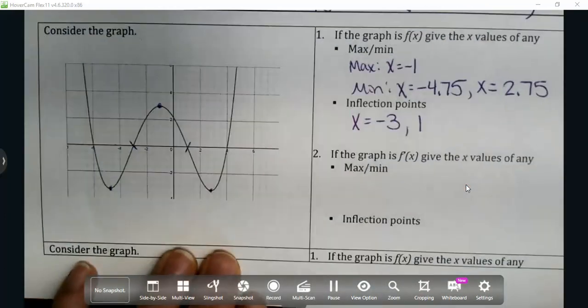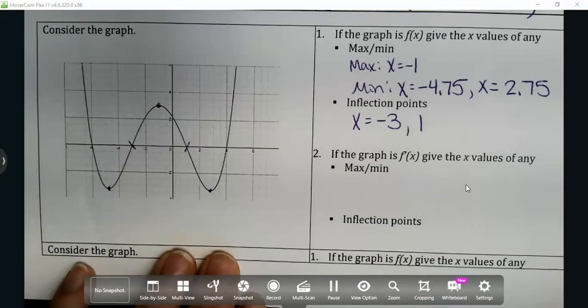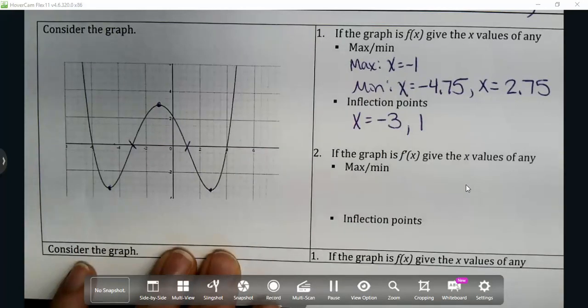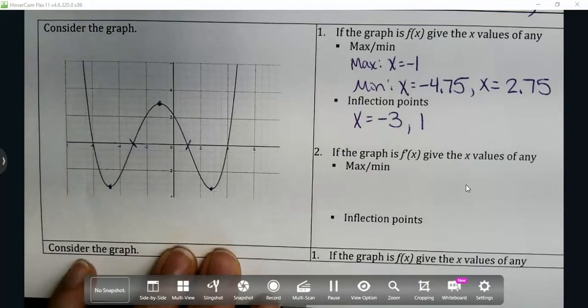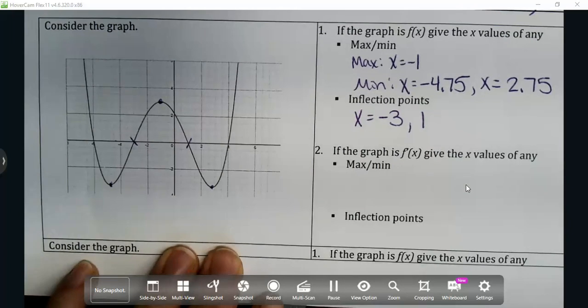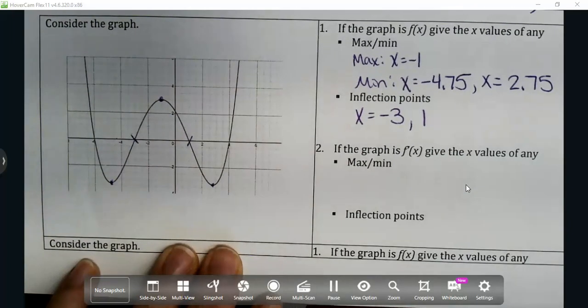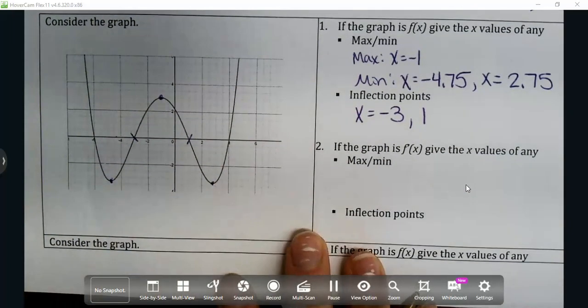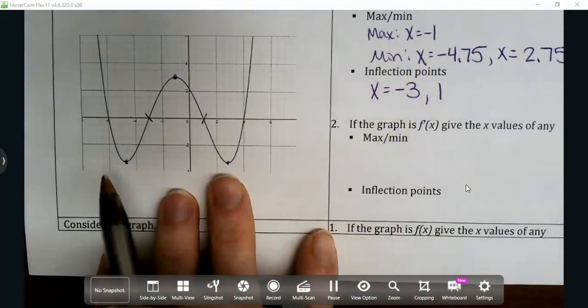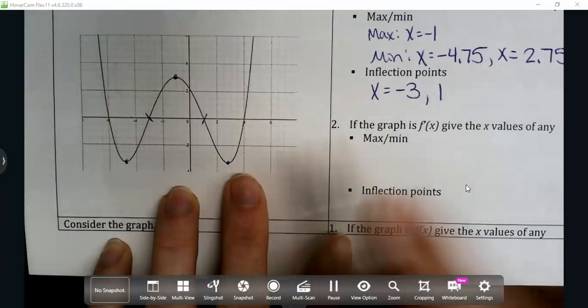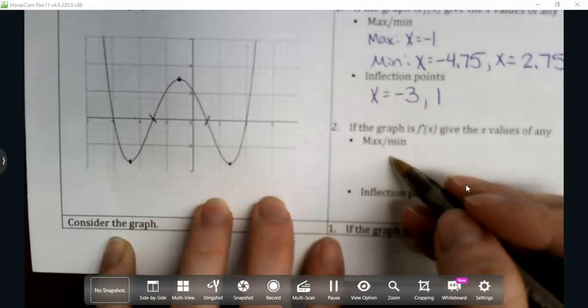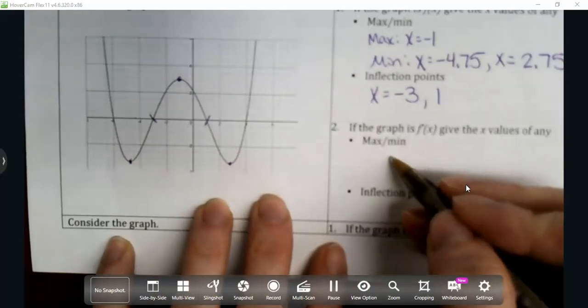Looks like where the concavity changed. All right. Number 2, I'm going to change it. Now, let's say this is the graph of the derivative. Okay, so I'm looking at the first derivative. I want to know where the maximums and minimums occur.